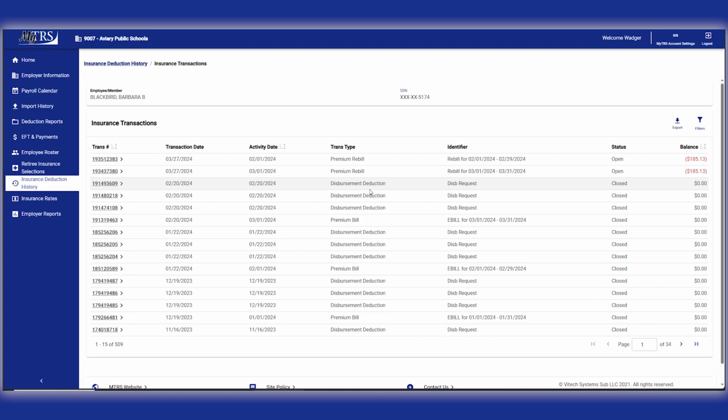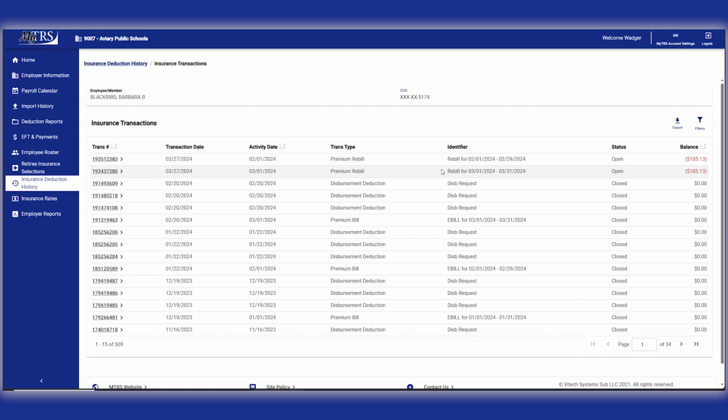Now, the offsetting transaction to that is called a disbursement deduction. And that's going to be our retiree payroll itself satisfying each deduction that's required for the member. So if they have three kinds of insurance, you'll see three disbursements for each premium bill. Now, a rebill is the system rebilling or billing again a person for any period of time. Maybe their deductions change.